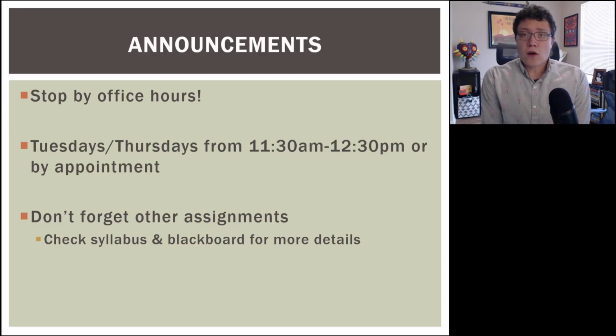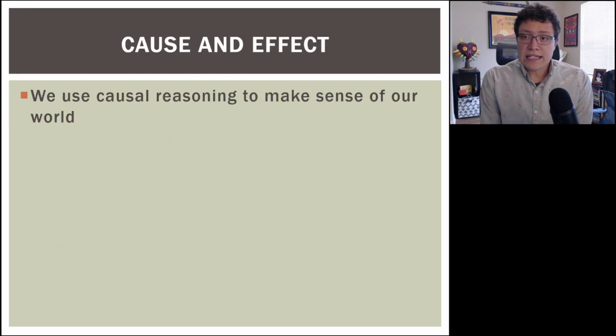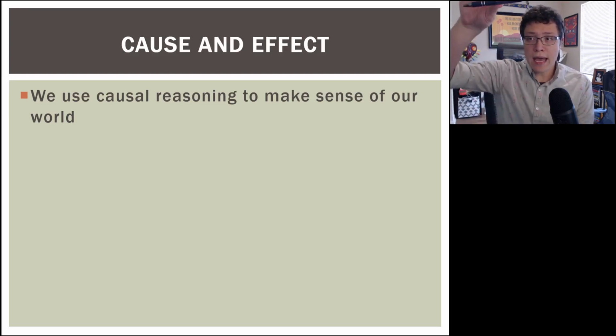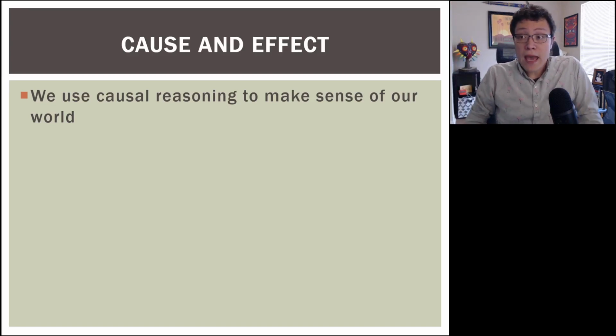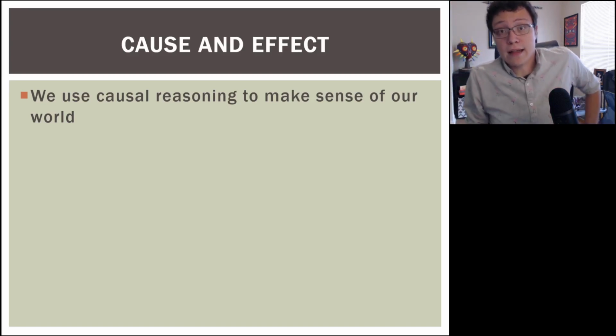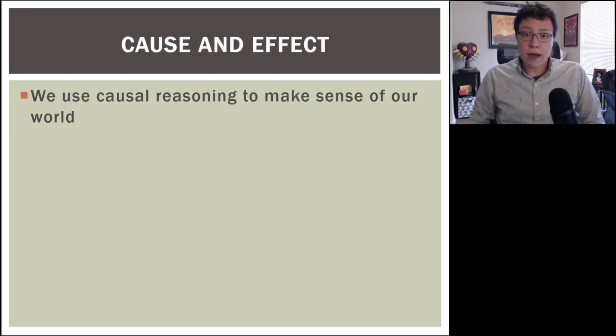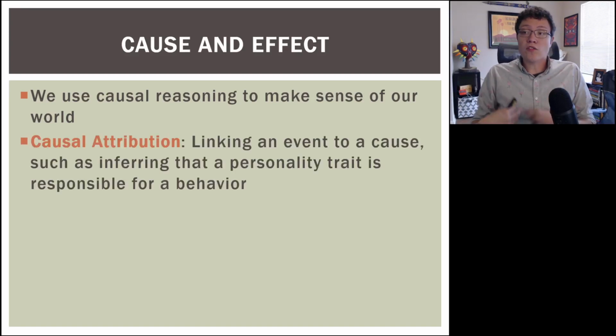But other than that, let's start with this idea of cause and effect. We use what we call causal reasoning to make sense of our world. If I were to drop a pen and it makes a loud noise, we would say that the pen that dropped was the cause of that loud noise. And that is what we are talking about here. The idea is that we use causal attribution. We attribute things to cause and effect. We link an event to a cause. And normally that's really good, but sometimes this includes things like personality traits being responsible for a behavior.